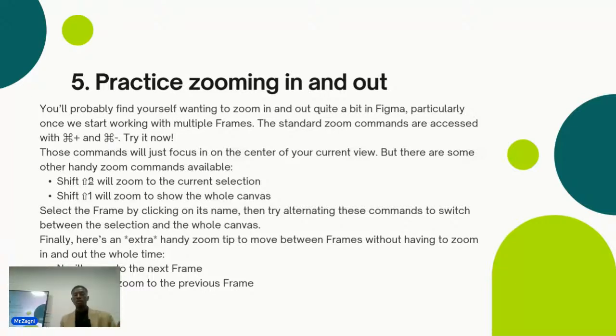So the same thing with the next one that we're doing here. Select a frame by clicking on the name, then try the alternative command to switch between the selection and the whole canvas. Finally, here's an extra handy zoom tip to move between frames without having to zoom in and out. N will zoom to the next frame, then Shift N will zoom to the previous frame. Just like we did now, Shift 2 took you to another frame, and with Shift 1, it will bring you back to your current frame.